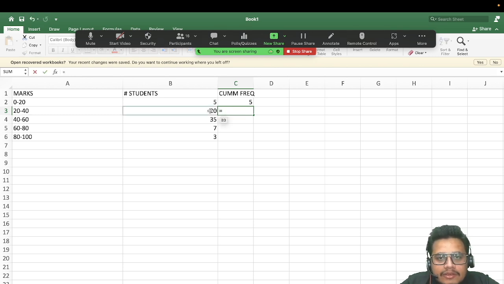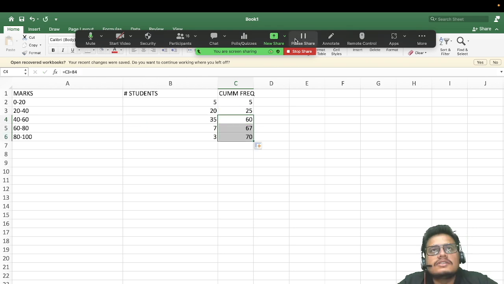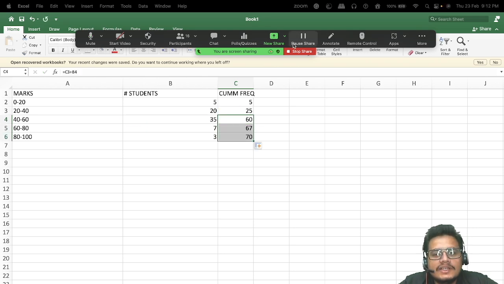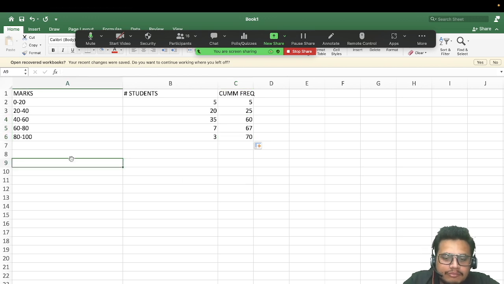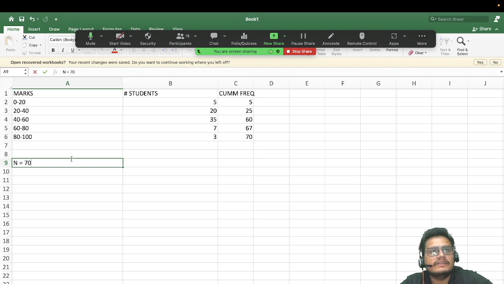ओके, 20 प्लस ठीक है इक्वल्स टू आपका दिस प्लस दिस, दिस प्लस दिस. ठीक है, and so on. This is our cumulative frequency, right? Now my total number of terms, and it will be 70.